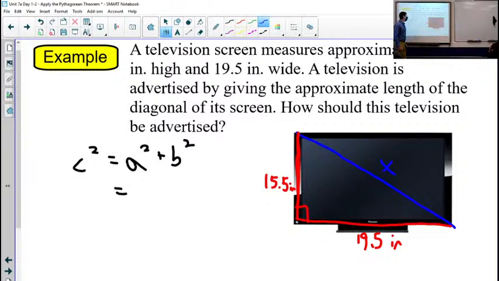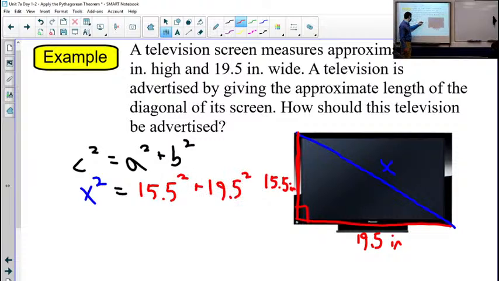So let's take a look here. Our hypotenuse is what we're trying to solve for here, right, across from the right angle. So an x squared is going to go on the left side. And then over on the right side, we're going to get 15.5 squared plus 19.5 squared.